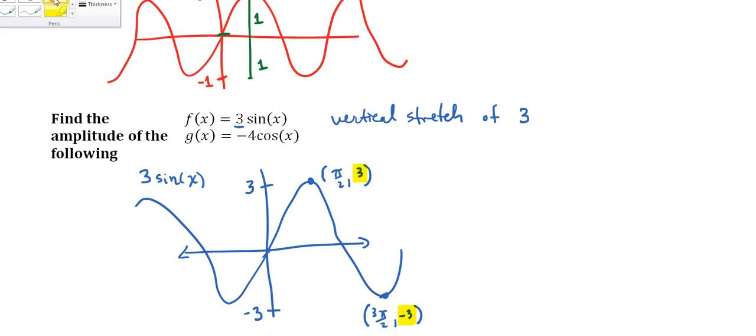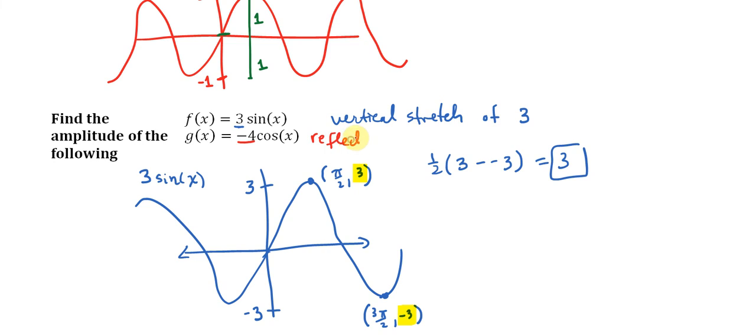Okay, so then the amplitude of this graph is 1/2 times the max, which is +3, minus the min, which is -3. So this turns out to just be 3. All right, so that's the answer to the first question of f of x. Now let's look at g of x. So we have here a 4 and a negative. So it is reflected over the x-axis. That's what the negative does, right? And it has a vertical stretch. This has a vertical stretch of 4.